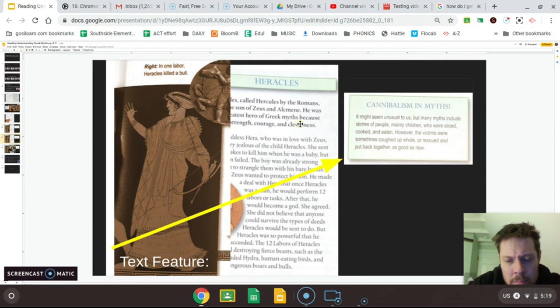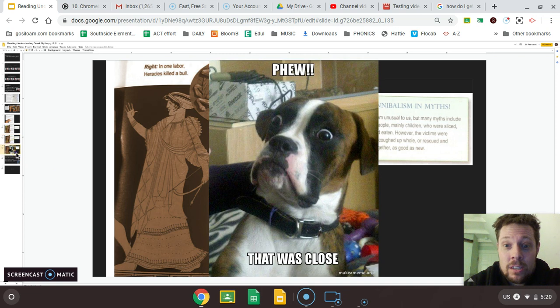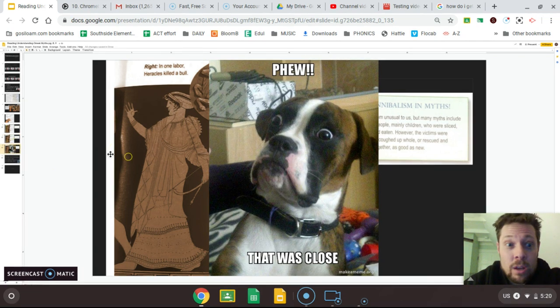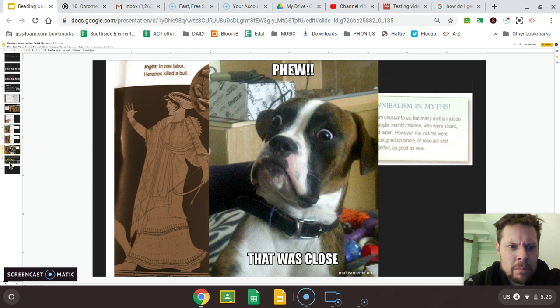Let's make sure I get to the right page here. Cannibalism in myths. It might seem unusual to us, but many myths include stories of people, mainly children, this is getting weird, these Greeks, who were sliced, cooked, and eaten. That's strange. However, the victims were sometimes coughed up whole. Oh, wonderful. Or rescued and put back together as good as new. Wow, that is so nice. Whew, that was so close. Almost got eaten and vomited.